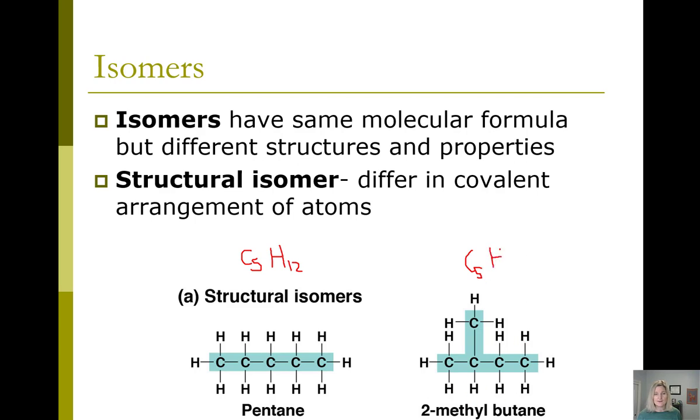So notice they have the same exact molecular formulas. But in this case, we have a linear setup, and then we have basically an unbranched versus a branched. So this is an example of a structural isomer. So you can see that the bonds are slightly different arrangement, okay? There's other types of isomers, so this is considered a structural because you got like the unbranched versus the branched. It differs in the covalent arrangement of the atoms.